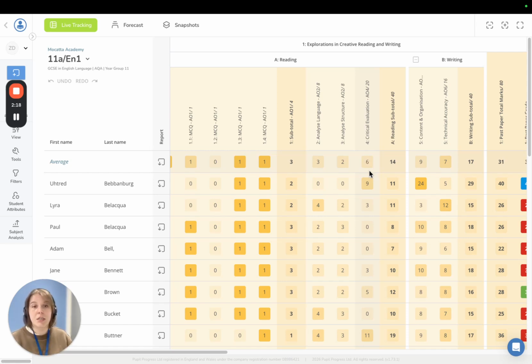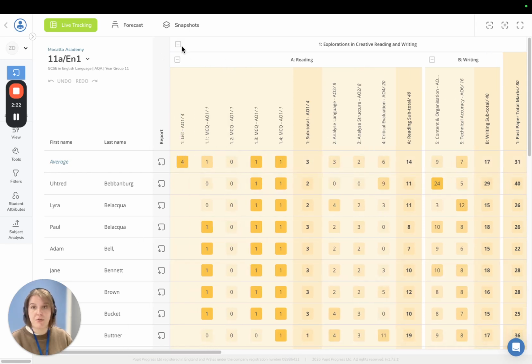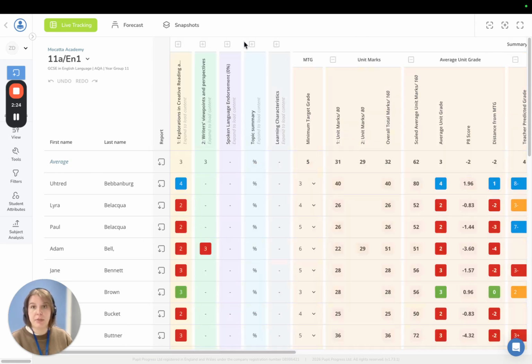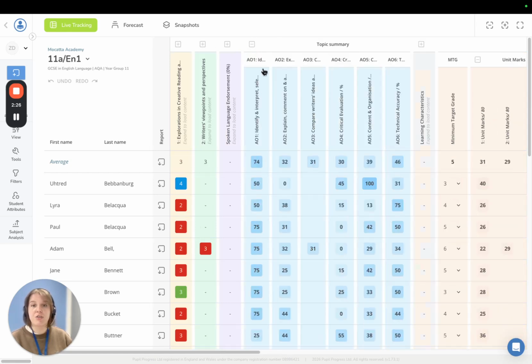Or we could look at the topic summary areas as well. So if I close this unit and open up my topic summary, I get a percentage of marks achieved when these topics have been asked in assessments for each individual student, and then again that average that we've got at the top. So looking at the average across the top, we might identify that AO4 is the area that we've got the most potential growth in, as the smallest percentage so far.